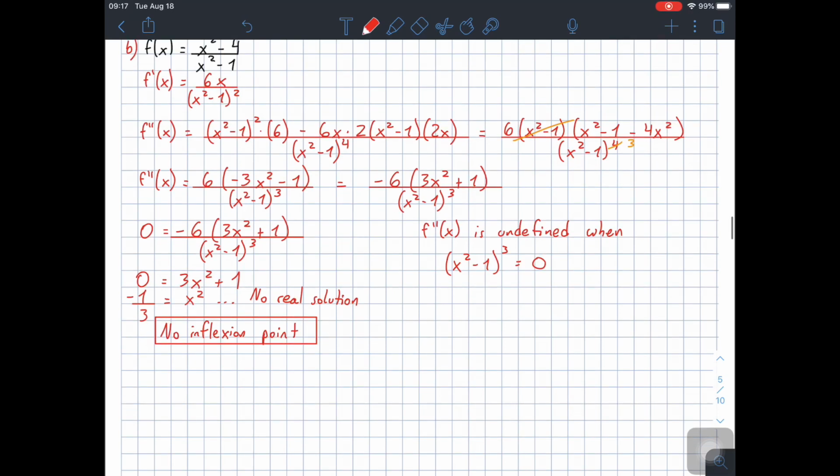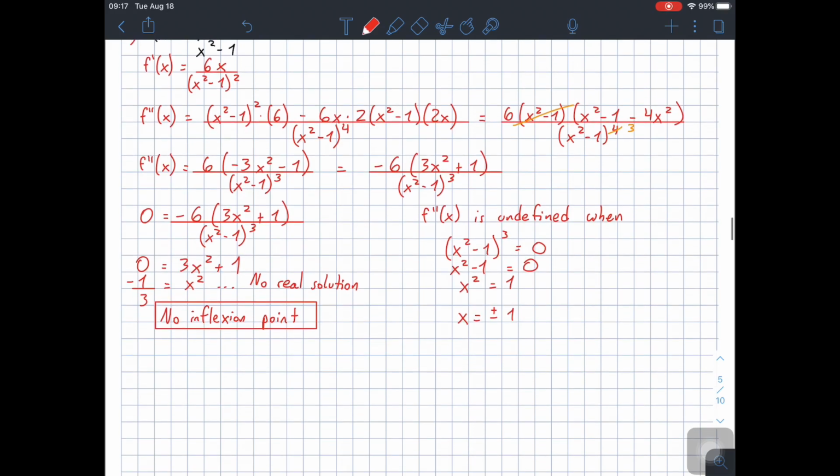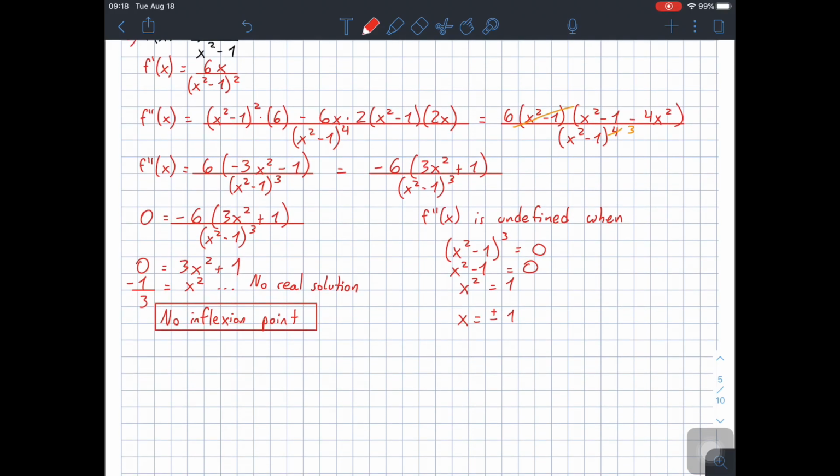If I take the cubic root from both sides, we can eliminate the cubic root. So this is the same as saying x squared minus 1 is equal to 0. So then x squared is equal to 1. So finally, if I take the square root, I will get that x is plus or minus 1, okay? These are critical numbers as well, but we're going to see how they are affecting, okay? So there are two, positive 1 and negative 1.